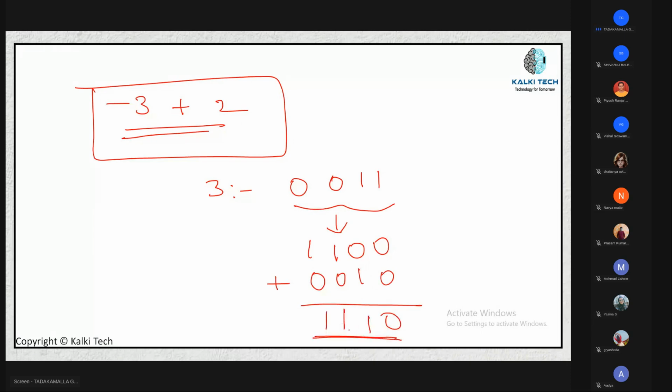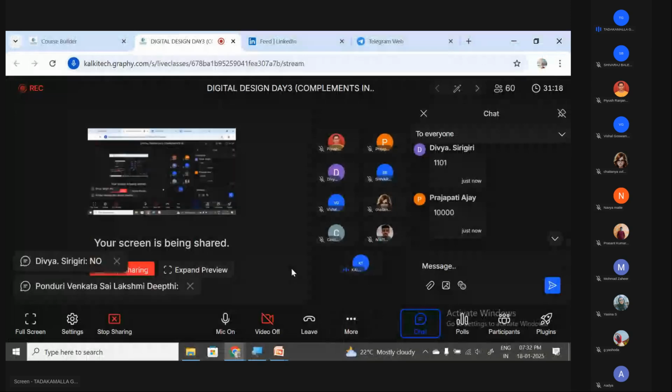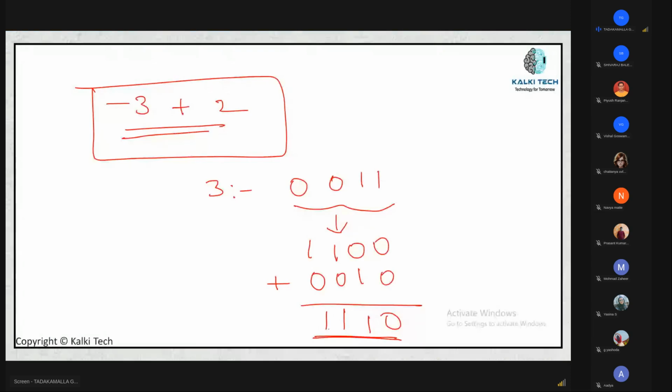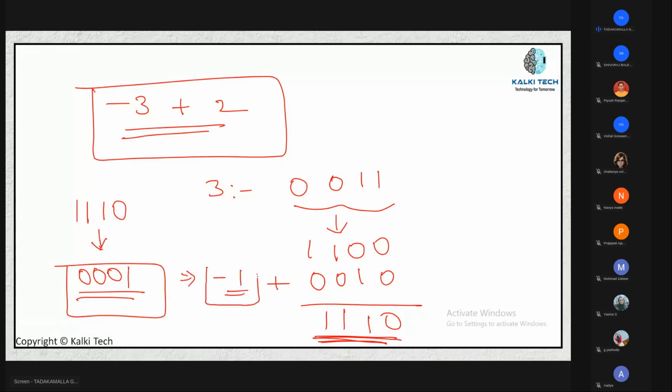Are we getting any carry in this addition? No, we are not getting any carry. That means it is a negative number. Now we should perform one's complement on this result again. That is, 1110 becomes 0001. So this is the result, that is -1. Since we are not getting a carry, it is a negative number, and we perform one's complement on the result again.